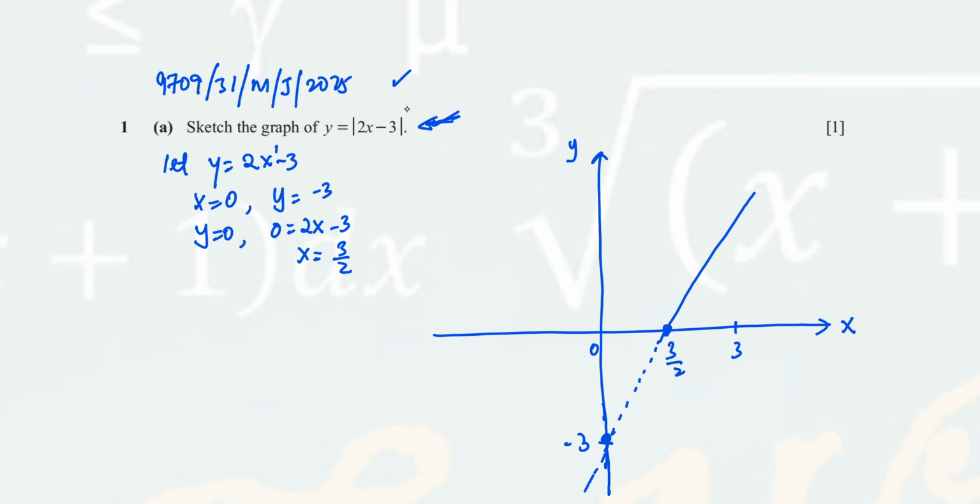Since there is a modulus sign here, that means we have to flip the negative part into the positive. Therefore, it becomes positive 3 and do the reflection in the x-axis. So this is your modulus 2x minus 3 graph. Okay, so done for question 1a.